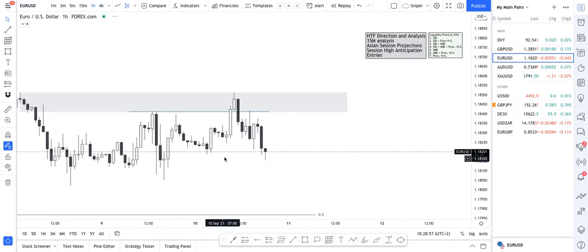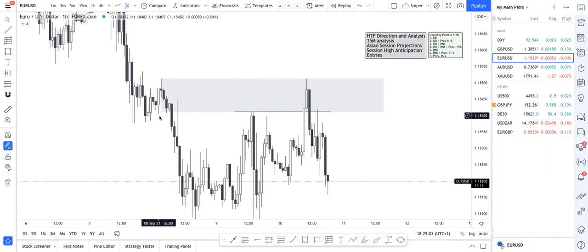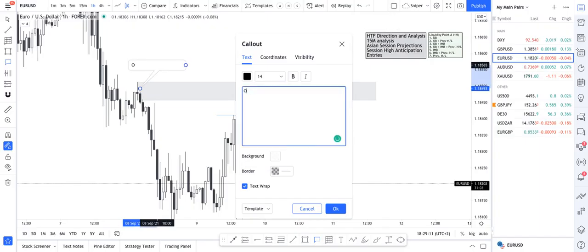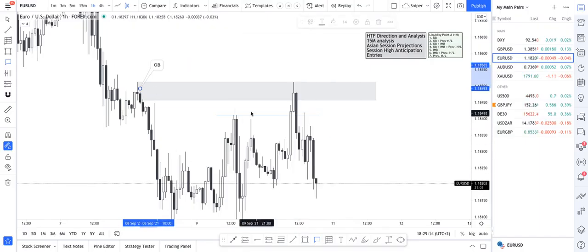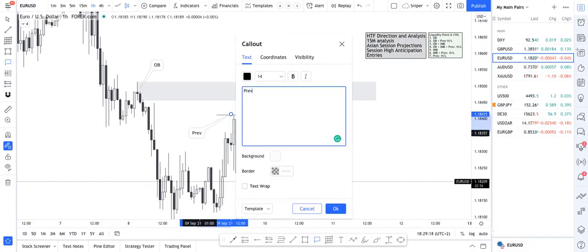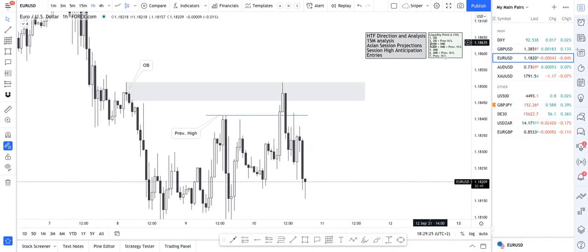Dropping down to the 1 hour, then we can refine this area even more. So we can refine it towards that candle. We have a previous high, so let's label this now just a bit further. We have an order block, and we have previous high. Remember, this is the 1 hour. Now we can see that we have potentially a setup 2 or number 2 profile happening over here.